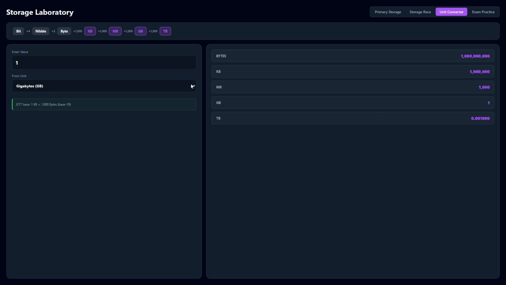Let's say we do megabytes here, and we've got 1,000 megabytes. To go down to a kilobyte, you need to times it by 1,000. There's 1,000 kilobytes in a megabyte, and then times it by 1,000 again. Each one you times, and then to go up to a gigabyte, you divide it by 1,000. That's converting units. So 1 kilobyte equals 1,000 bytes, base 10.